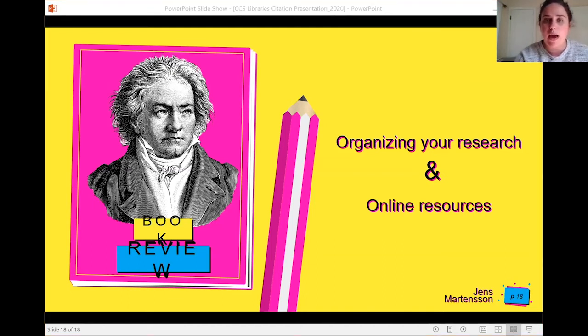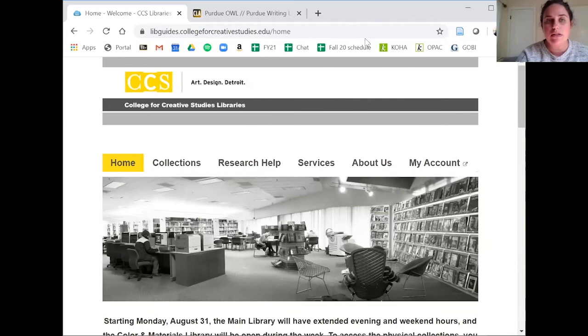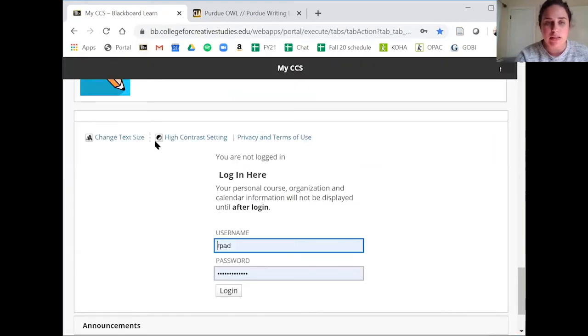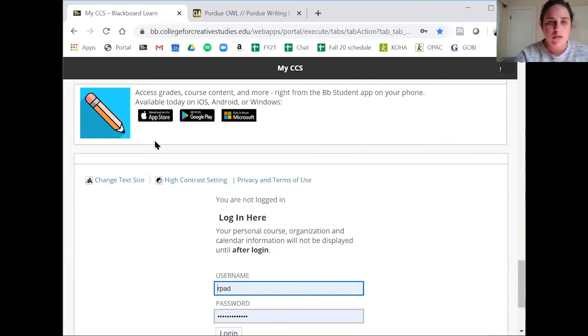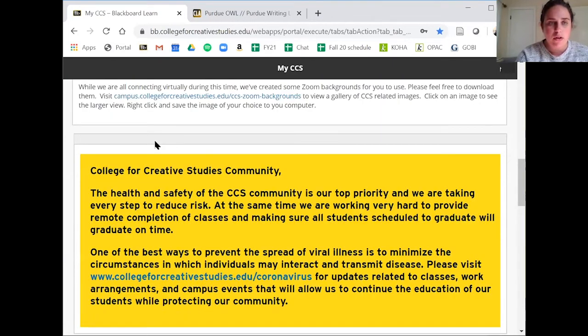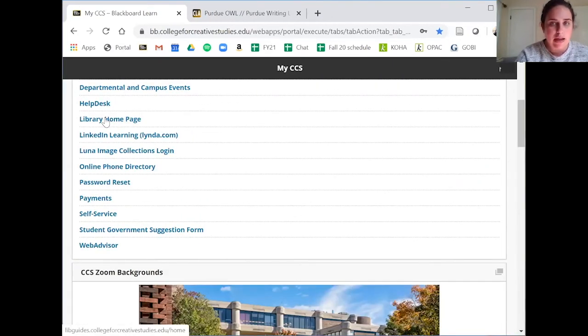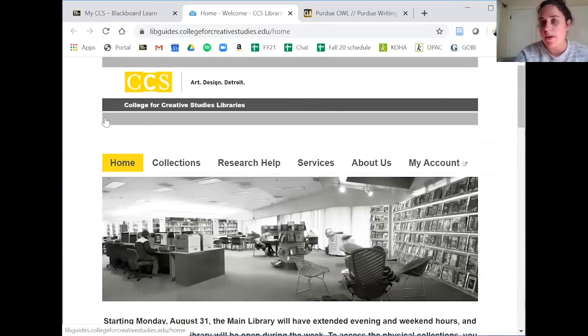Okay, so now I'm going to go ahead and share another screen with you. This is the library website, and you can access it from Blackboard's quick links. I'll go to Blackboard real quick so you can see. If we scroll up, we can see library homepage, right? So it'll take us right back to where we were.